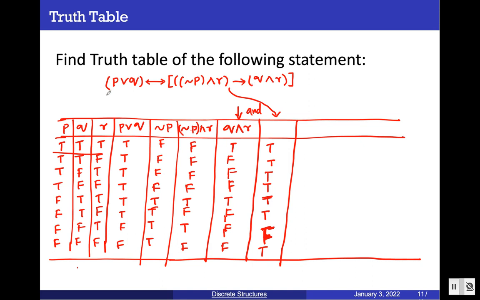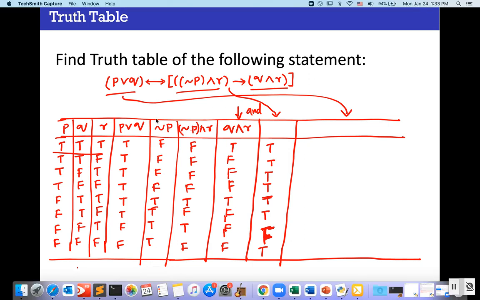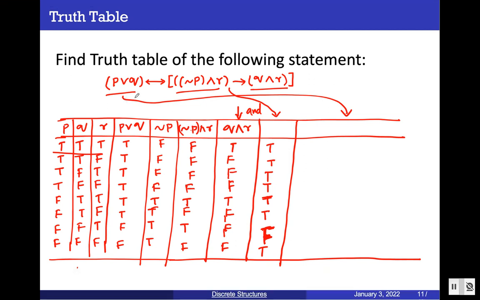We now have all the separate truth tables for the separate segments. Now we're going to do the double implication. For the double implication, true true is true, and false false is true. For every other combination it will be false. For example, true false is false and false true is false.